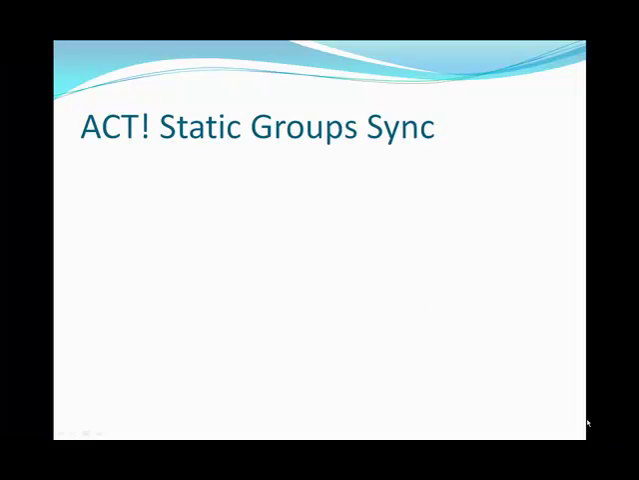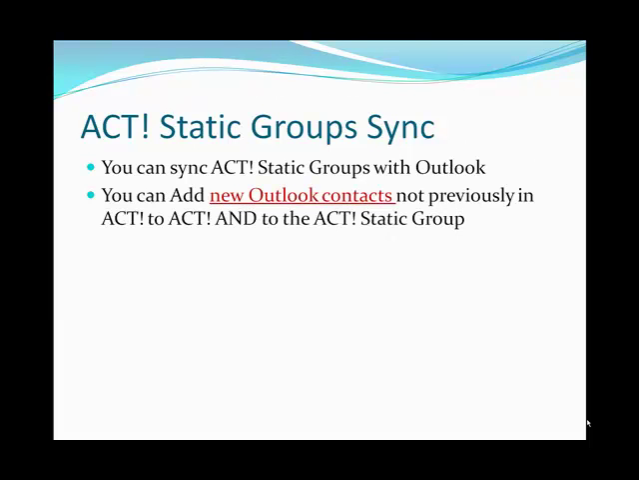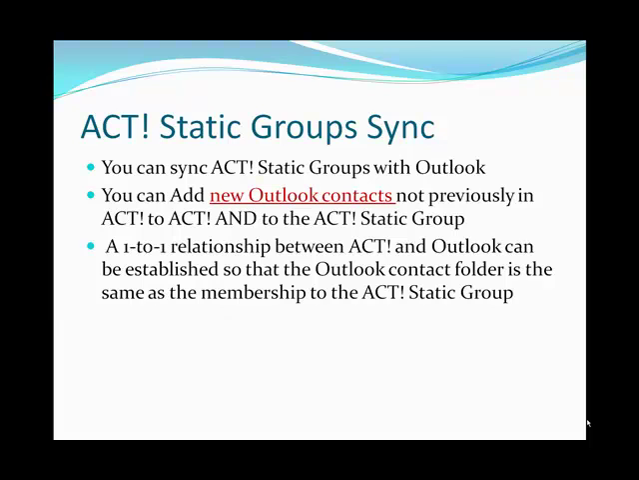To finalize, I would like to recap a couple of the items on the ACT group synchronization that we provide. You can sync ACT static groups with Outlook. You can add new Outlook contacts not previously in ACT, and you can add them to ACT and to the ACT static group, so the ACT static group can increase. You can establish a one-to-one relationship between ACT and Outlook, so that the Outlook contact folder is the same as the membership of the ACT static group.